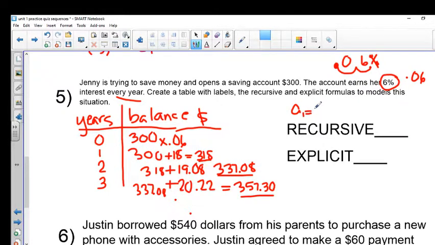So A1 should be 318. Okay? That's my first term, because I look here, this was the total of 318. Now we got AN equals AN minus 1, and this time we know we were multiplying, so we know it's times D. We already know that. Remember, the only thing we're going to plug in for is the D term. So AN equals AN minus 1 times 0.06.